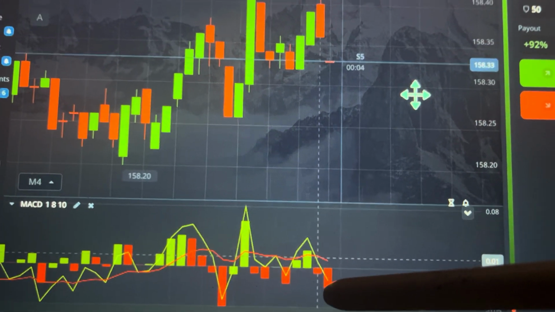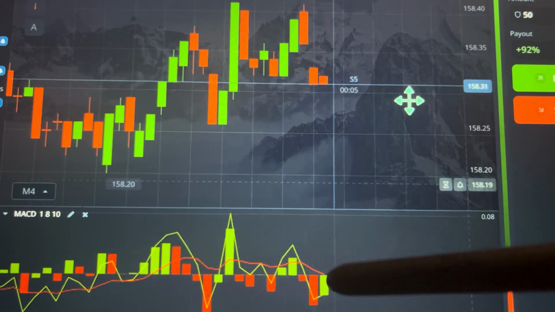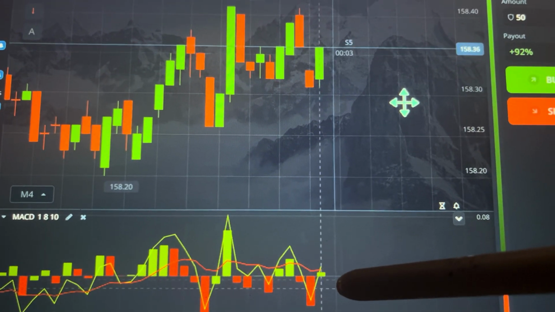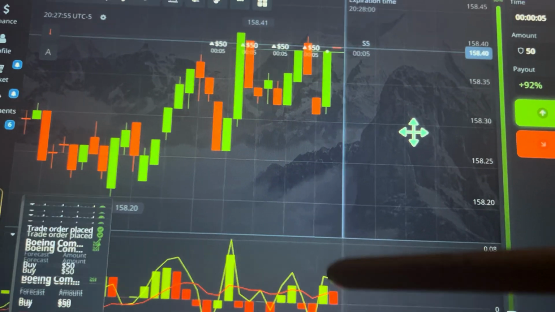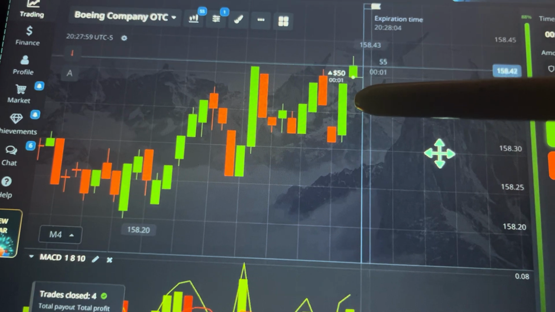See how the red is up above this middle momentum line, and we're going to see again if the green comes up across the red. There it goes again, and that time I got all of those right there.